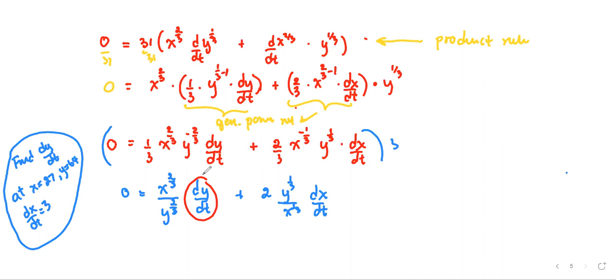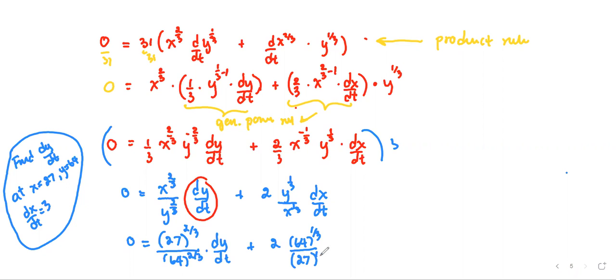Okay. So recall, we know the x value, y value, and the dx dt value. I'm going to replace those with the numbers. So 0 equals, the x is 27 to the power 2 over 3 divided by y, which is 64 to the power 2 over 3, and then multiply by dy by dt, which is what we are going to find. And then plus 2 times the y. What is the y? y is 64 to the power 1 over 3. And the x is 27 to the power 1 over 3.